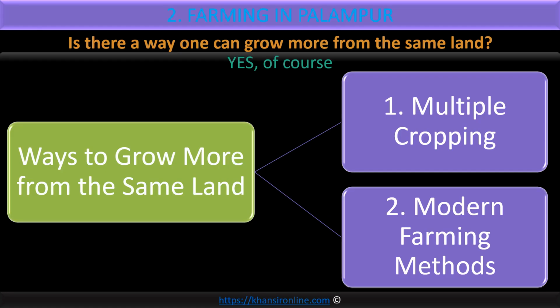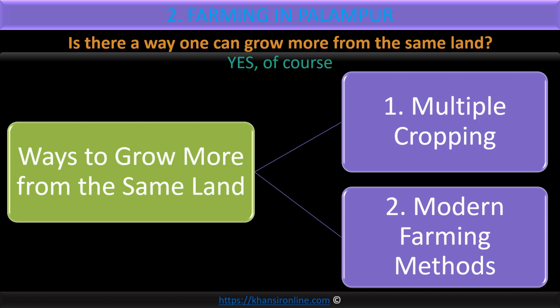Okay, let's start with first. In the previous video, we have seen all the available land was already brought under cultivation in Palampur to meet the demand of the food grain of the increased population. But once all the land was brought under cultivation, the demand was continuously increasing, but there was no more land available to bring under cultivation. So only one option was left: whatever available land is there, we needed to grow more from the same land.